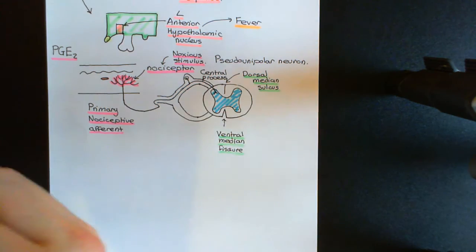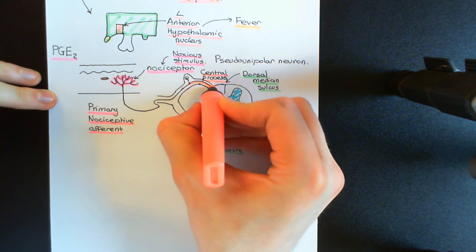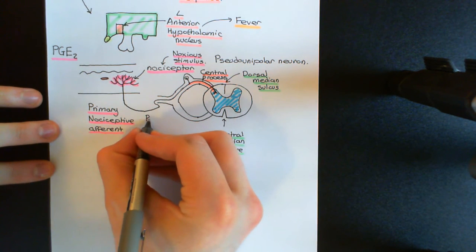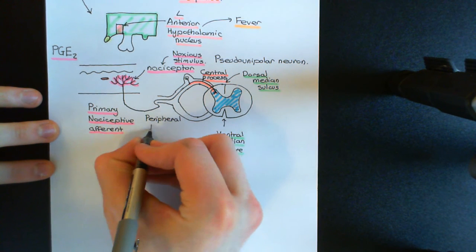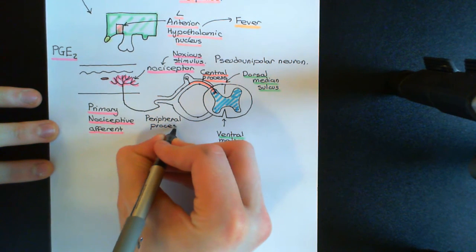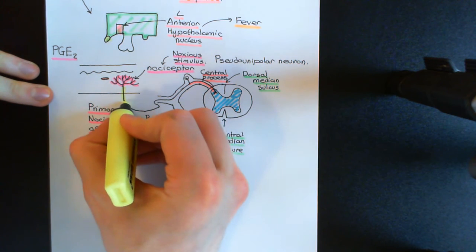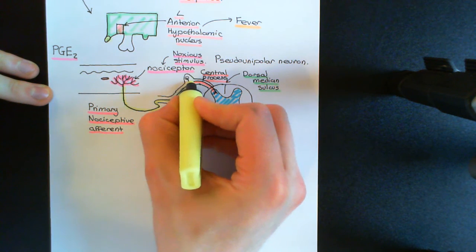Okay, so I'll just highlight this in. This one here is the central process, and then the other one that's going out to connect up to the nociceptor is known as the peripheral process. And I'll highlight that one up as well. We'll have that one in, I think, yellow. So this is the peripheral process. So it's described as a pseudo-unipolar neuron.